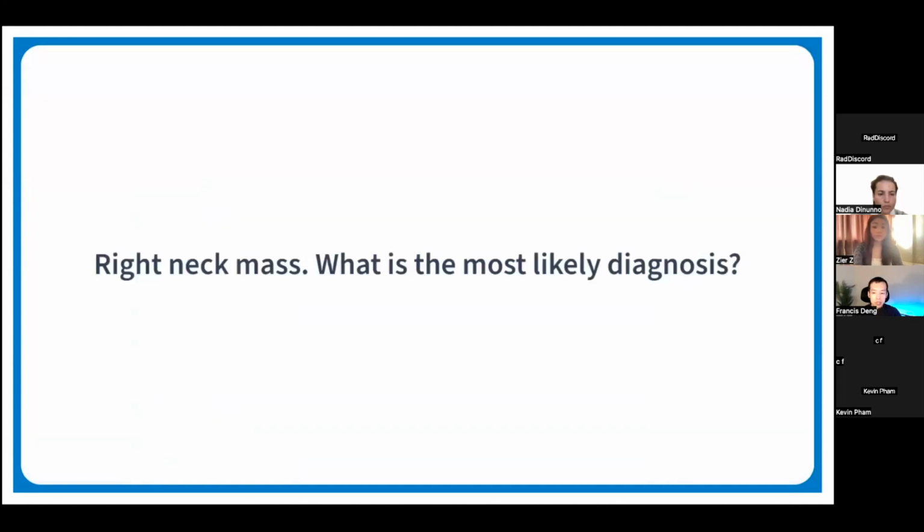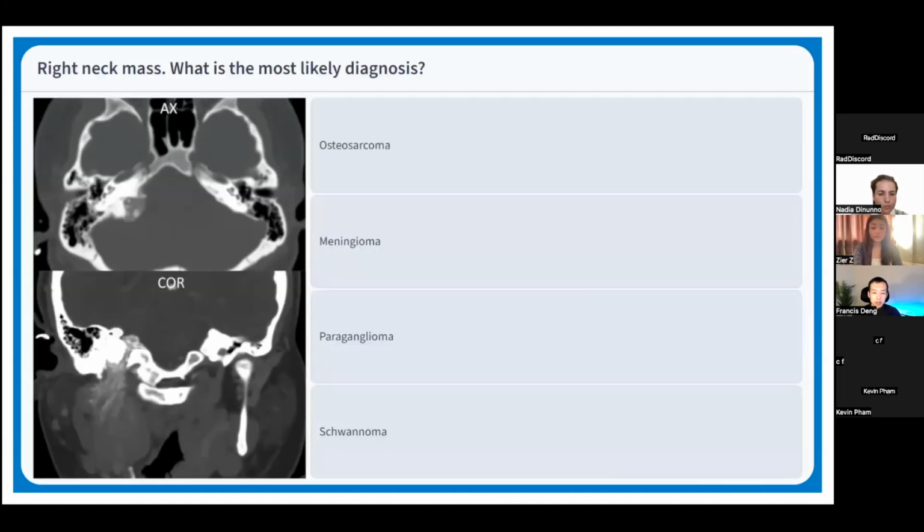All right, Mo is still up ahead. This is a patient with a right neck mass. What is the most likely diagnosis? We have CT images in a bone window.